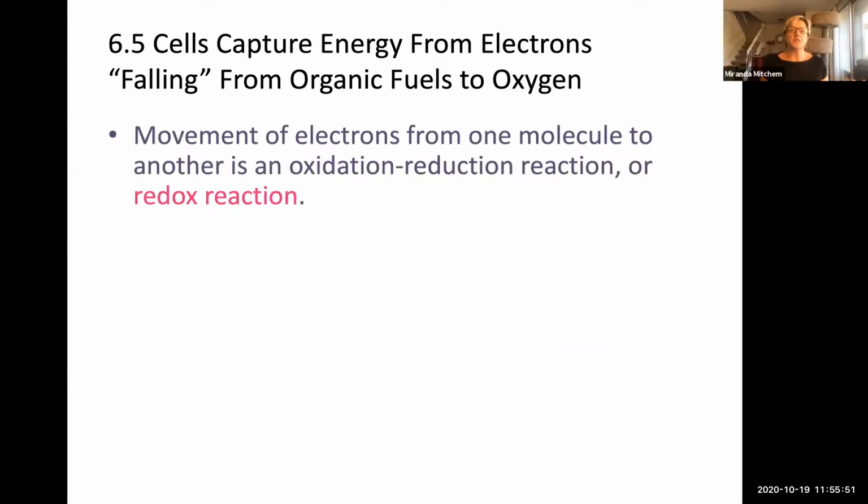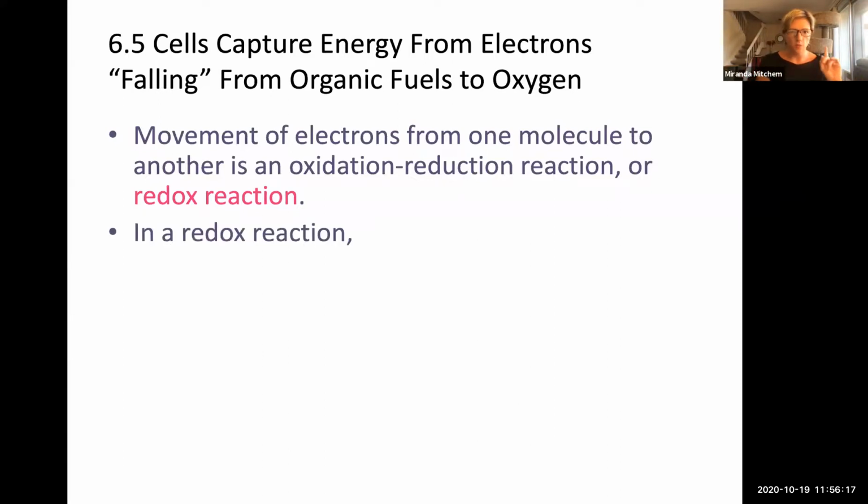So this brings in a type of chemical reaction called the oxidation reduction reaction, which is often abbreviated as redox. These are coupled reactions. If we have an oxidation reaction, there has to be a reduction. If we have a reduction, there has to be oxidation. It cannot happen without both.